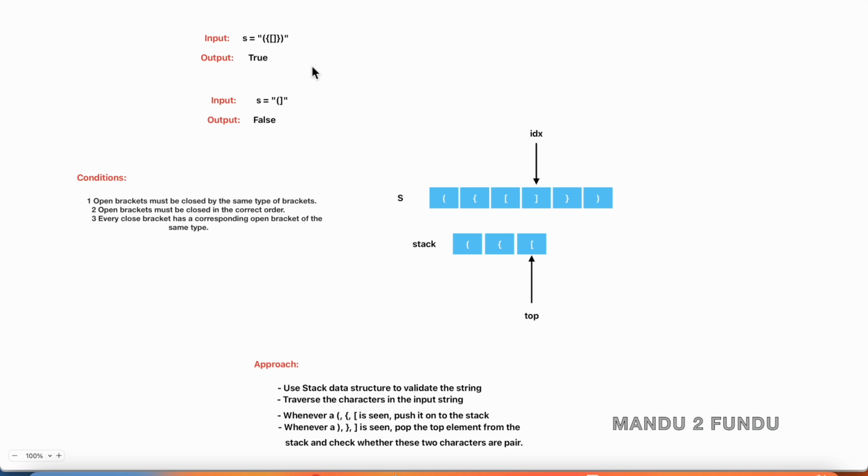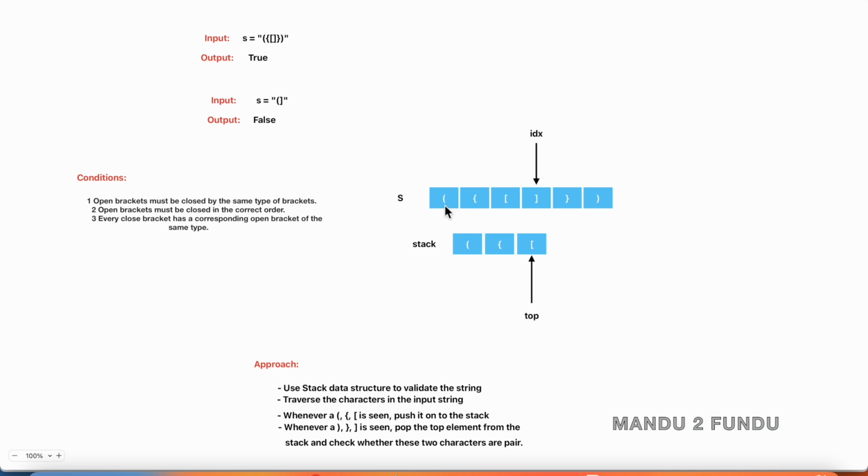So we have this input string. In order to declare that an input string is valid, that string should meet the following conditions. The open brackets must be closed by the same type of brackets, and the open brackets must be closed in the correct order. Every closed bracket has a corresponding open bracket of the same type. So how do we remember the previously seen parentheses and their order?